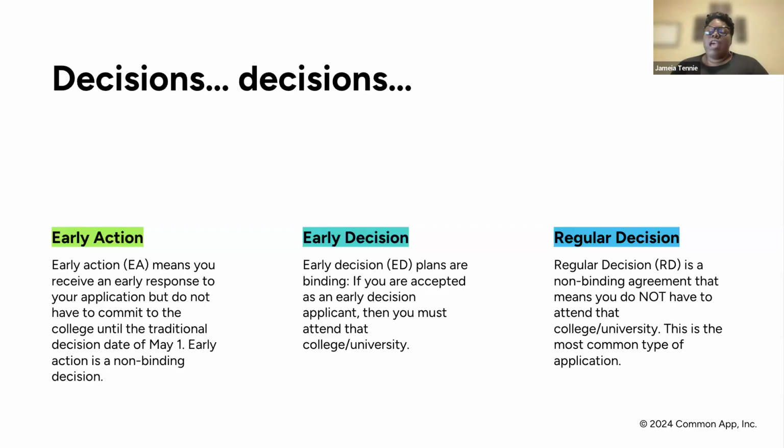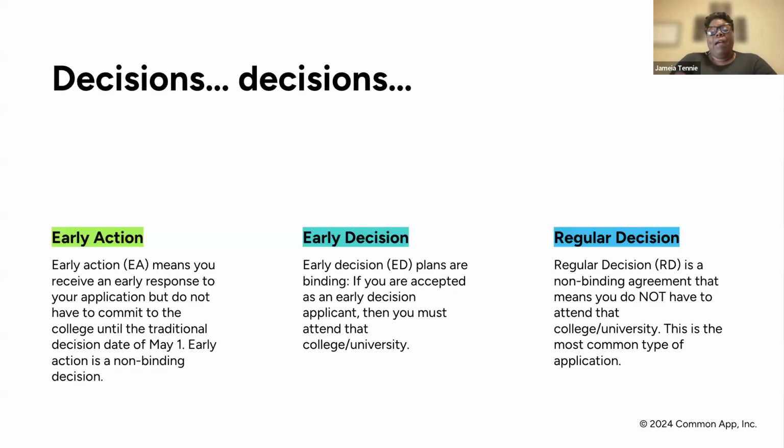The second decision type is early decision. This is the only binding decision type that's going to be inside the application. Meaning, if you're choosing to apply to a college via early decision, you're essentially saying to that college, hey, if I apply to this college and I am subsequently admitted to the college, then I am committing to attend. And then the last decision type is regular decision, and that's a non-binding agreement as well. So early action and regular decision are both non-binding.